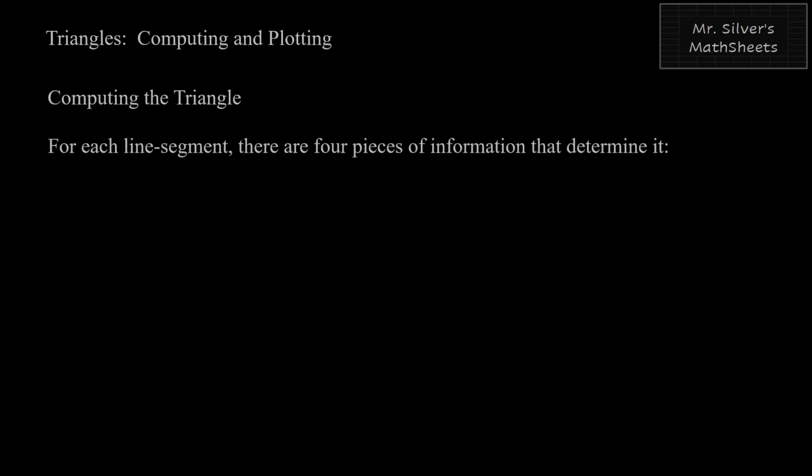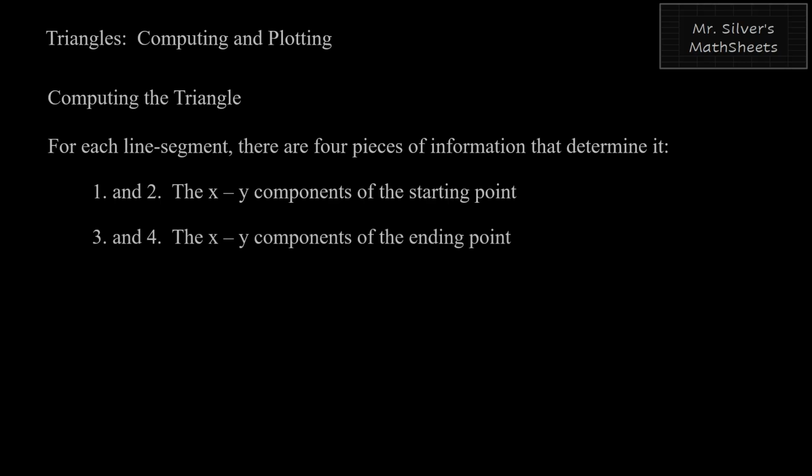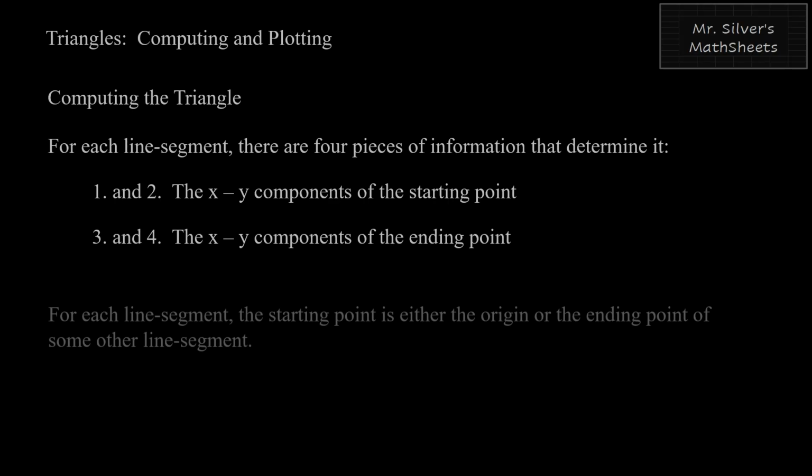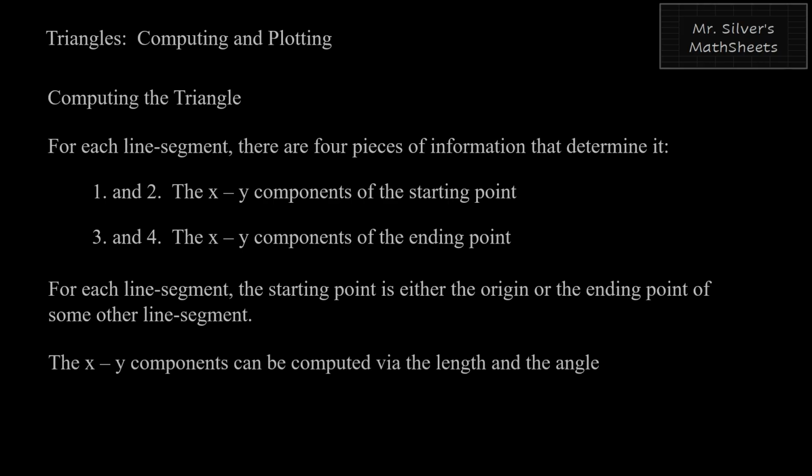So computing the triangle, for each line segment, there are 4 pieces of information that determine it. There's the XY components of the starting point. That's points 1 and 2. And then 3 and 4 are the XY components of the ending point. For each line segment, the starting point is either the origin or the ending point of some other line segment. XY components can be computed via the length and the angle.